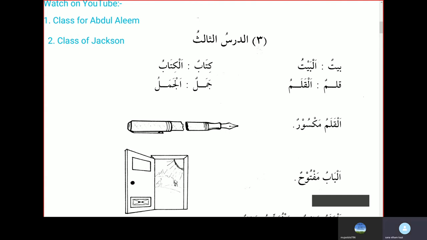Now let us do the third lesson in the textbook Durusul Lughatul Arabiyyah, Book 1. Darsus Thalith, third lesson. Baytun will become al-baytu. Because of alif lam, we are putting one dhamma. Kitabun will become al-kitabu. Qalamun, al-qalamu. Jamalun, al-jamalu.